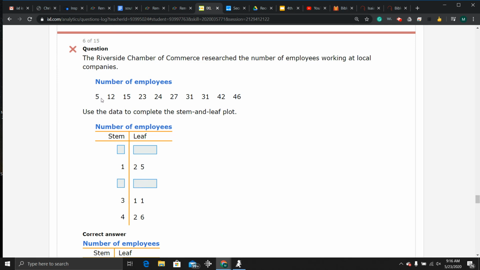Okay, so looking at your numbers, you only have one number, that 5, that is a single digit. So you would put a 0 here and a 5 here. Okay, and let's check the 20s. You have 3 20s, and it's nice that they put them all in order. So you would put a 2 here, and then in the leaf you'd put a 3, a 4, and a 7. Okay, so let's see what you answered.